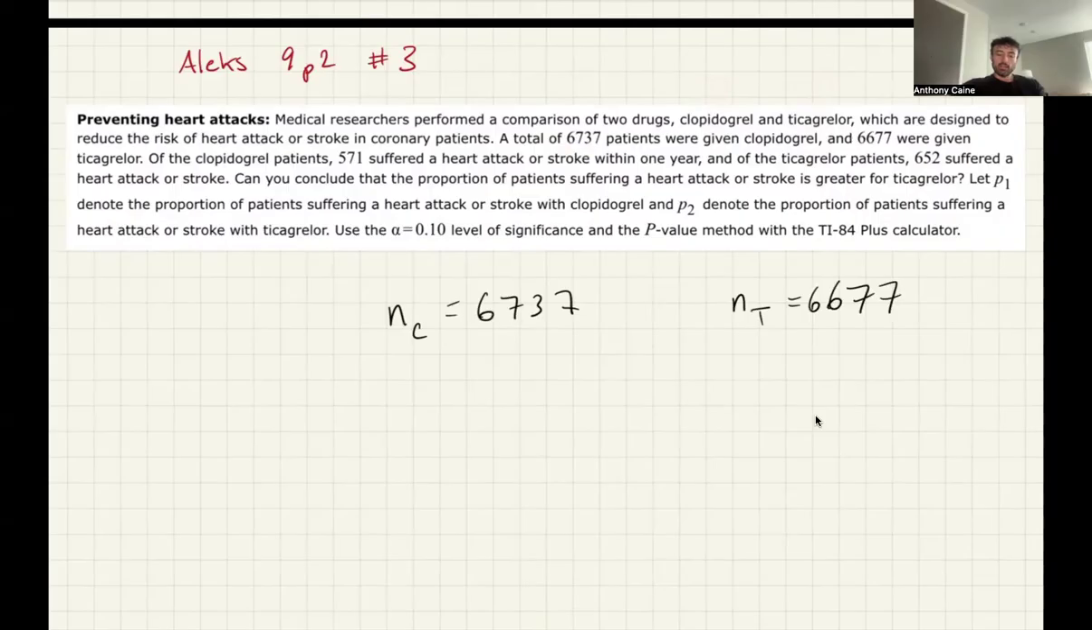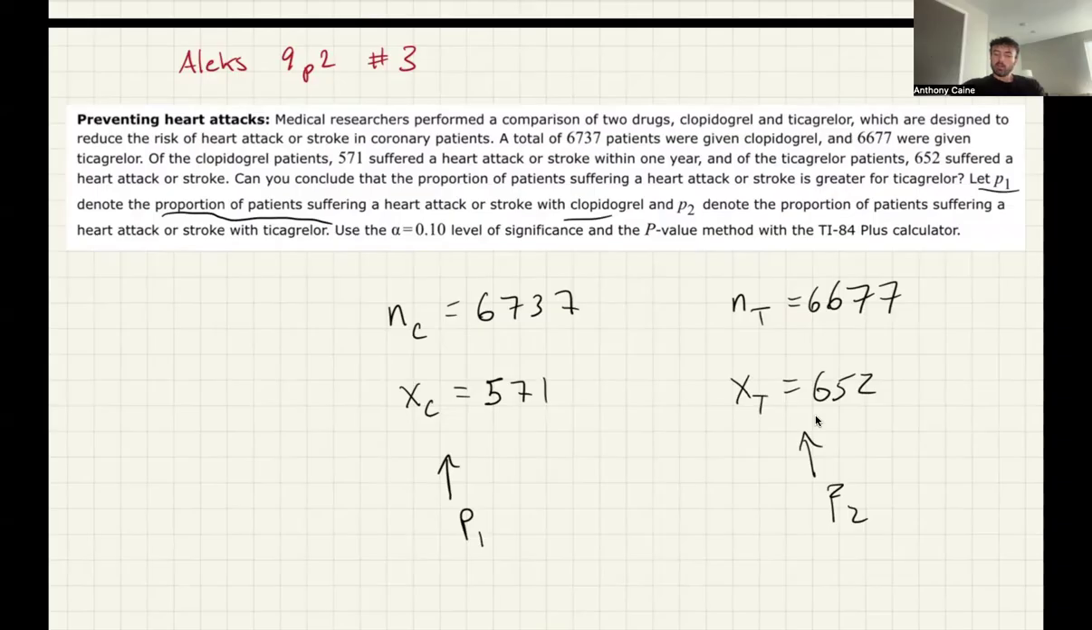Of the C drug, the number of people who got a heart attack or stroke in a year was 571. For the T drug, that was 652. All right, let P1 denote the proportion of patients suffering from heart attack with C. So they want this to be our P1, and this to be our P2. Use this and a p-value method and calculate.